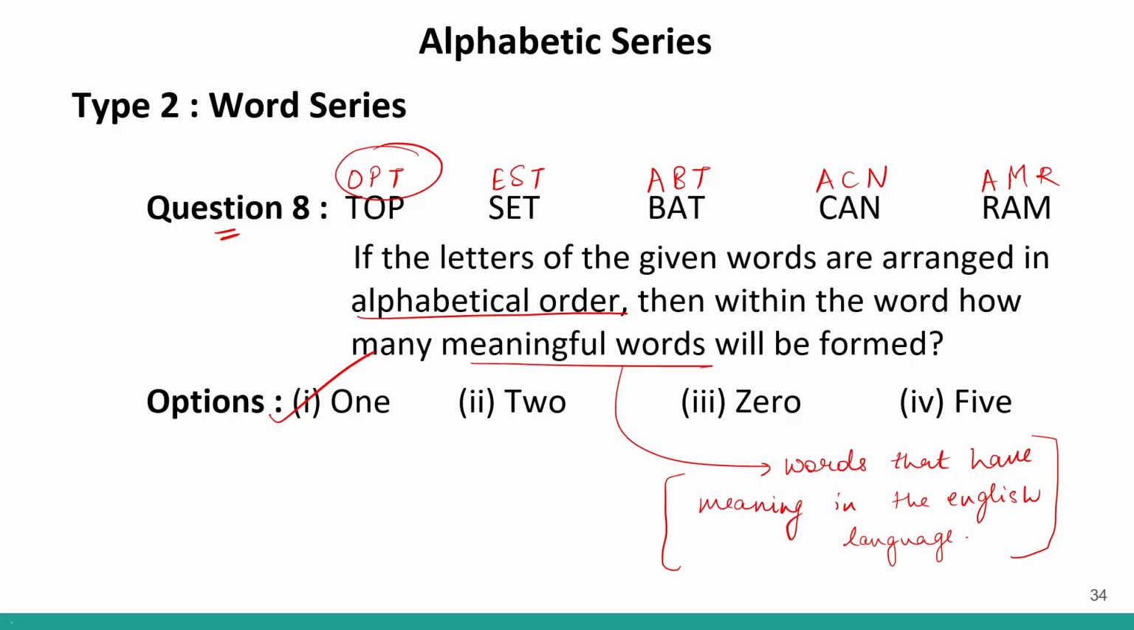Okay. So this concludes today's lecture. In this lecture, we discussed these 2 types. There is one remaining type, that is your alphanumeric symbol sequence series, that we will do in the next lecture. So this concludes today's lecture.